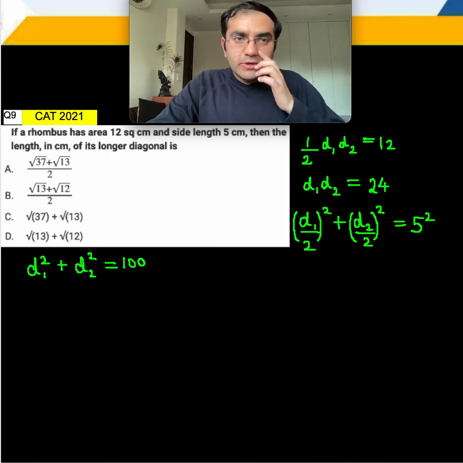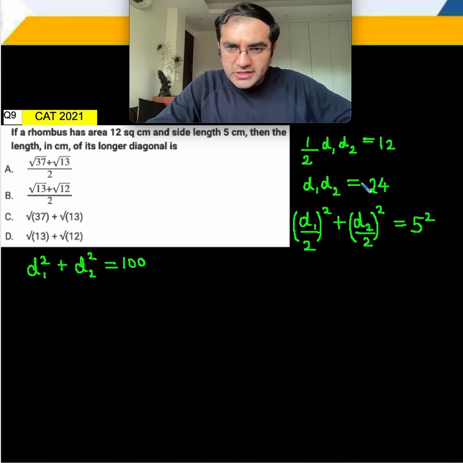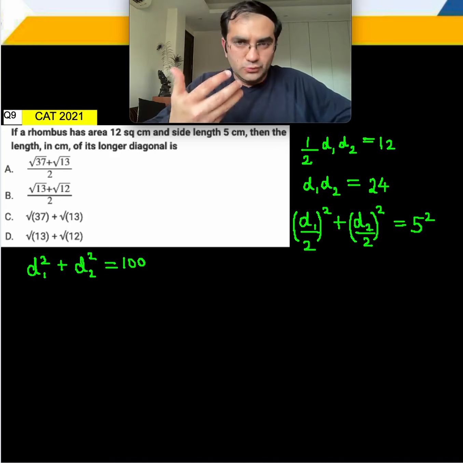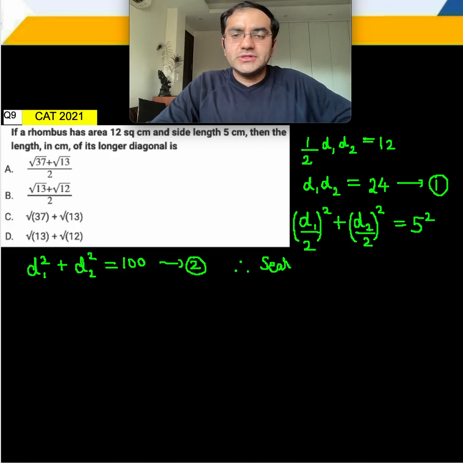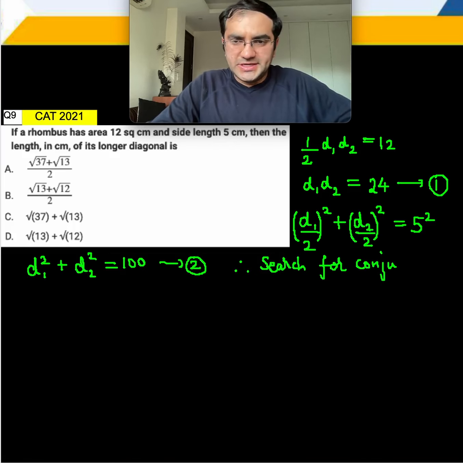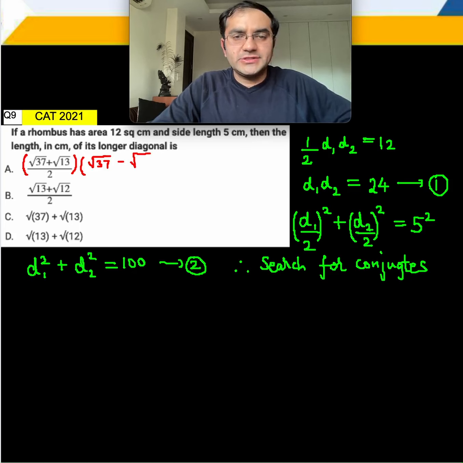So now that I'm looking for diagonals which are conjugates whose product is 24, I can take one option at a time. It's equation 1, that's equation 2. For example, let me take up, so the search for conjugates. Okay, chalo, conjugates, A is missing, so let me multiply this by its conjugate. Root 37 minus root 13 upon 2, that becomes 37 minus 13, that's 24 upon 4, that is 6. Whereas according to equation 1, I need 24. So option A is gone.